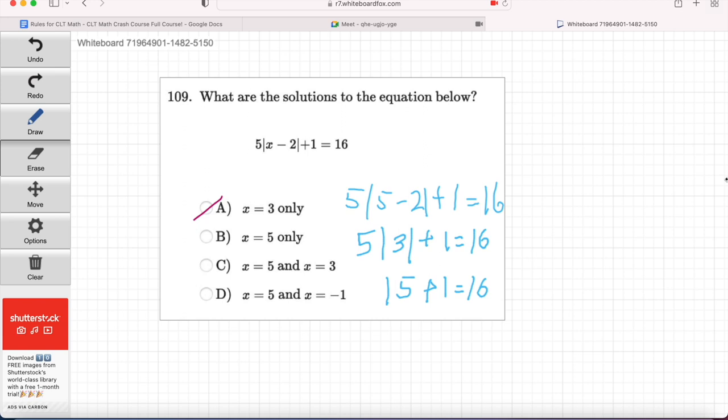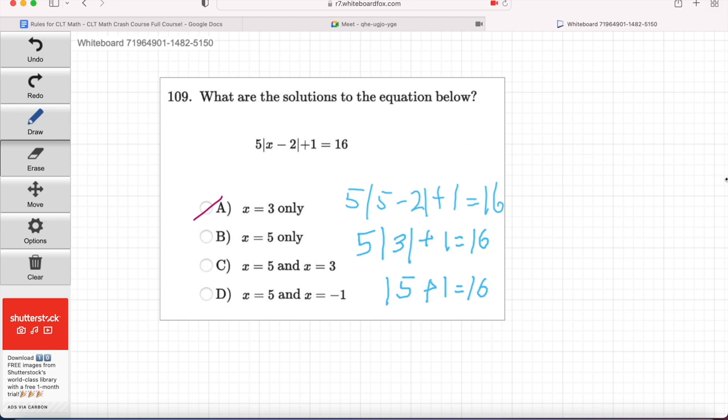Okay, so it's 15 plus 1, true statement? Yes, that is a true statement. Now, we can't stop here. Do you understand why we can't stop here? Because answer choice B says 5 only. Yes, and answer choices C and D say 5 and something else, so it could be C or D as well. We don't know. We've got to test them. Make sense? Okay, so we'll keep answer choice B.